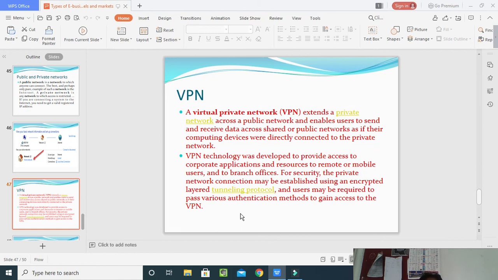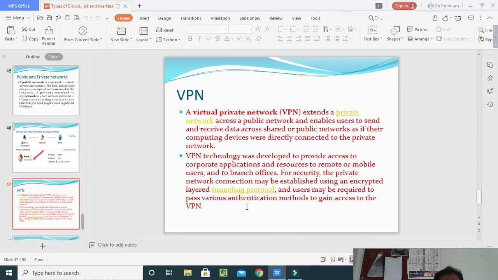VPN will work, how it is providing and how it is accessing the corporate people's systems from one person to another person, and what are the resources, what is the remote level, are mobile users, are the branch office. So it will provide the internet to them. Okay, it not only provides internet, but it will provide the information. That means they can send the information and they will get the information.